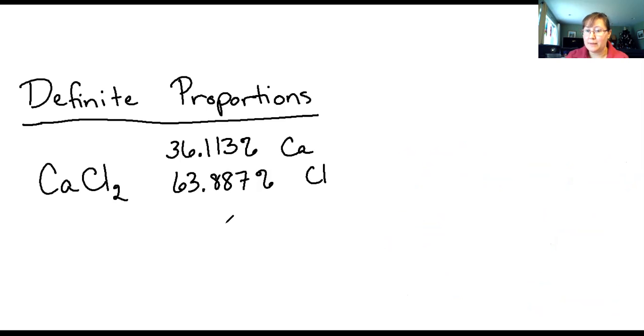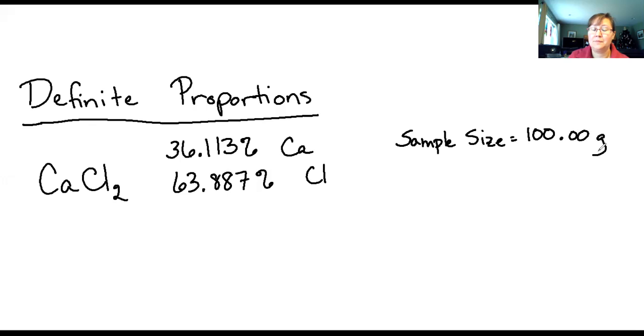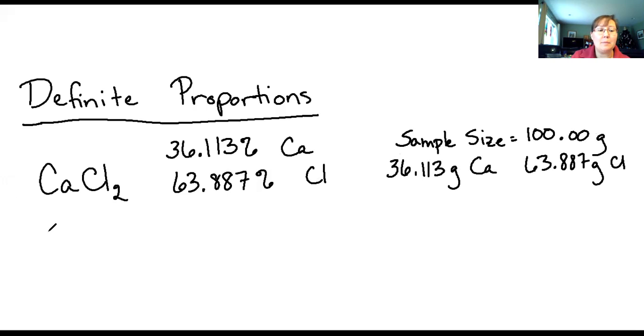So now let's imagine what this means. Okay. If our sample size for our calcium chloride is 100 grams, and I'm going to give it all kinds of sig figs there. Here, I'll make it neat too. Then that means that I have 5 significant figures here. Then that means that I have 36.113 grams of calcium and 63.887 grams of chlorine.